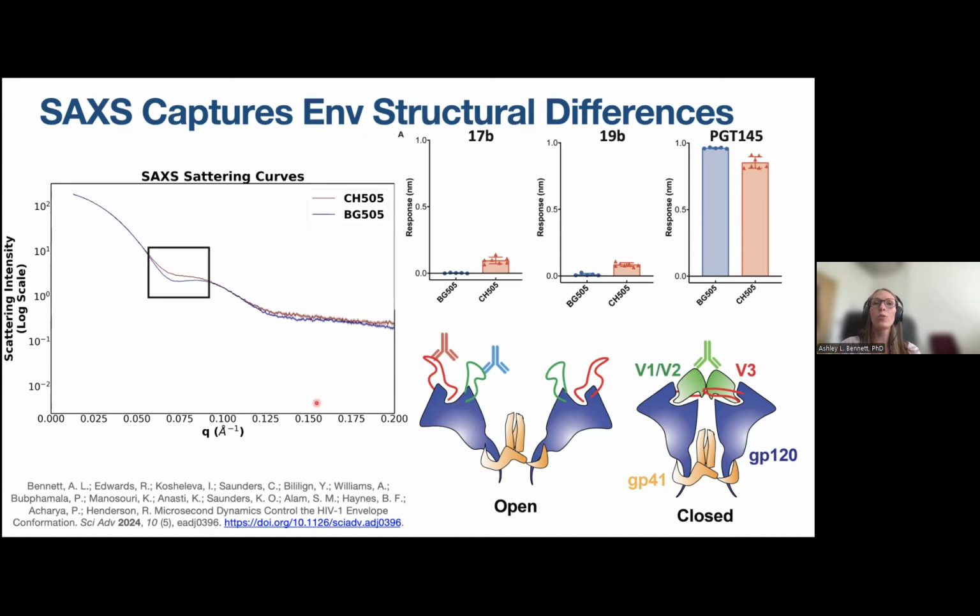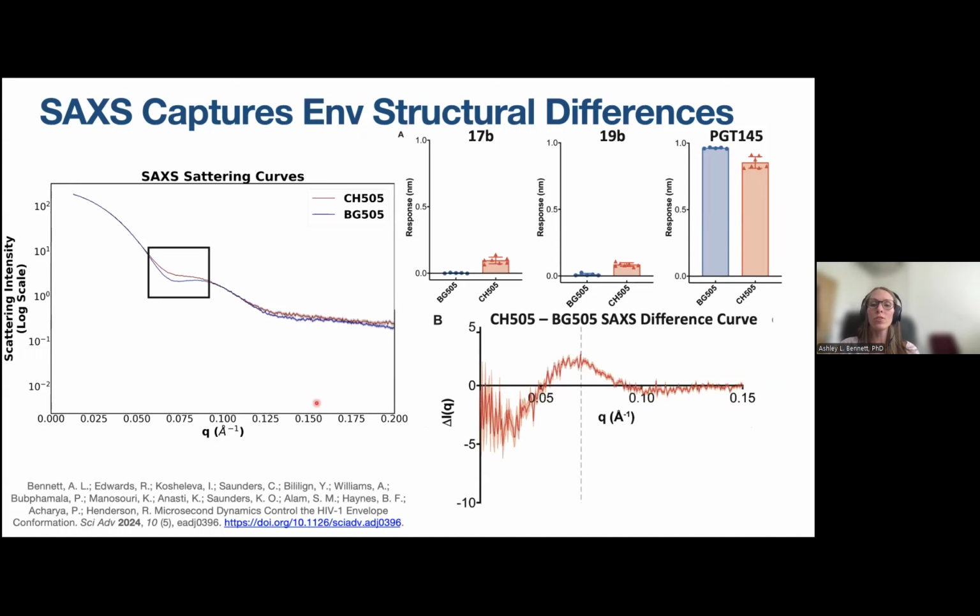And this is actually a little bit easier to see when we look at the difference curve. So we subtracted the BG505 curve from the CH505 curve to get this difference curve here. And we're looking at this feature that's centered at about 0.07 inverse angstroms. Now, we can clearly detect some structural difference between these two with our SAXS profiles, but we still don't really have an idea of what this structural change is.